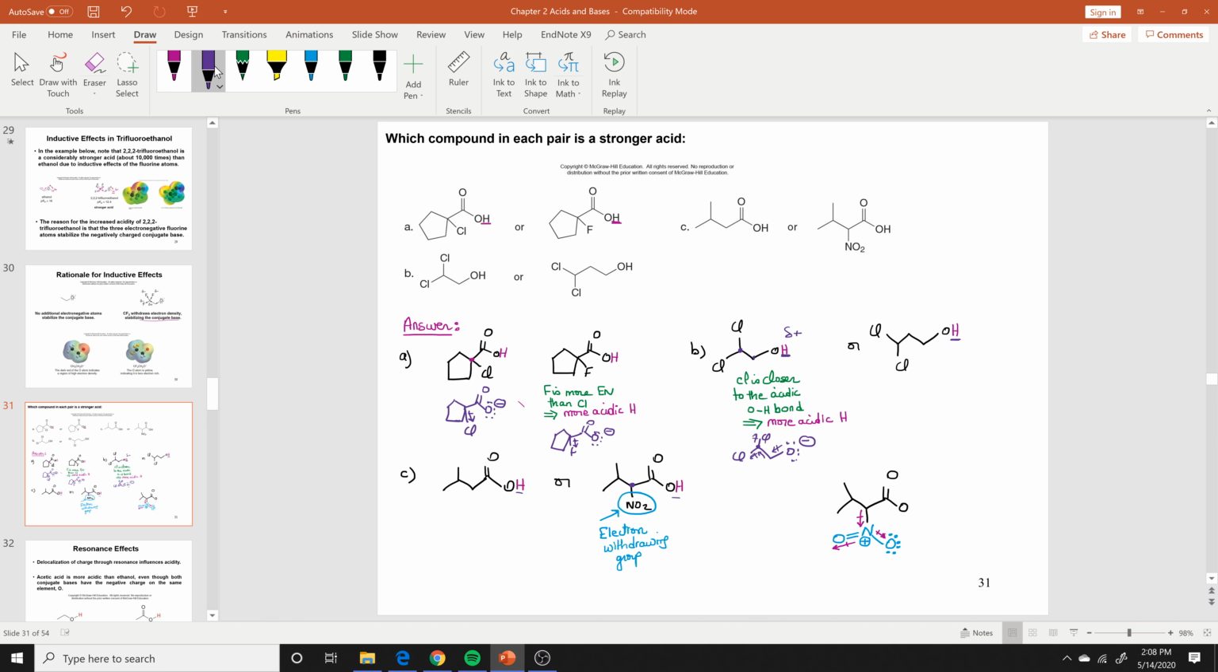This is when drawing resonance is handy, or drawing a Lewis structure is important. Please draw the Lewis structure. NO2 is this. To know if a group is withdrawing or not, it should have a positive charge directly connected. So here the nitrogen has a positive charge.